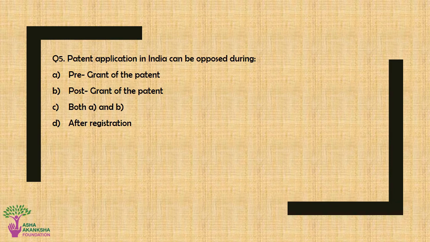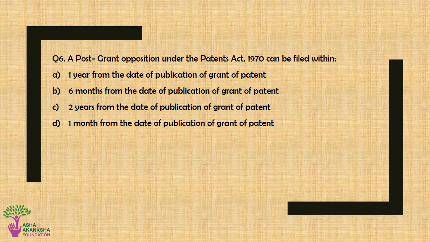Question 5. Patent application in India can be opposed during Option A, pre-grant of the patent. Option B, post-grant of the patent. Option C, both Option A and Option B. Or Option D, after registration. The correct answer for this question is Option C, both Option A, pre-grant of the patent, and Option B, post-grant of the patent.